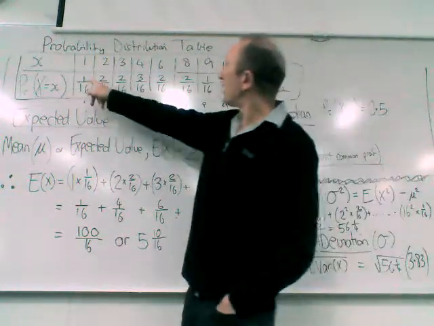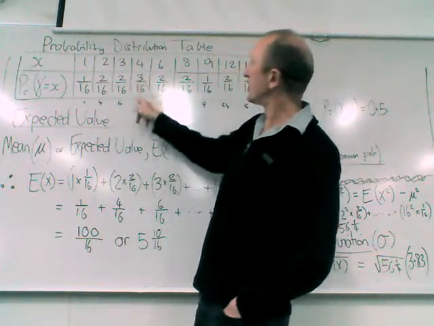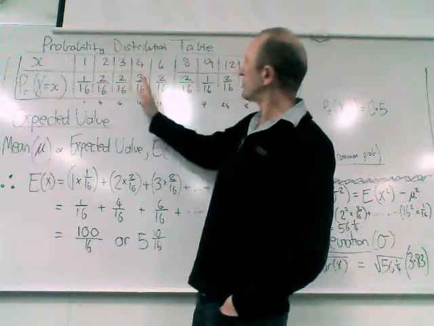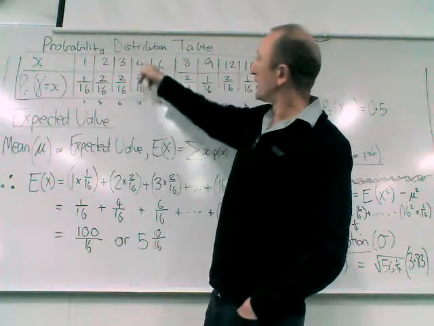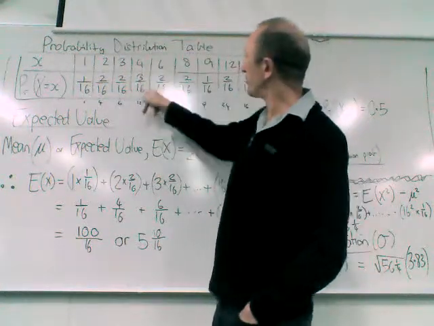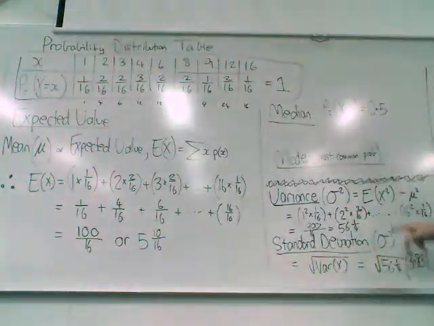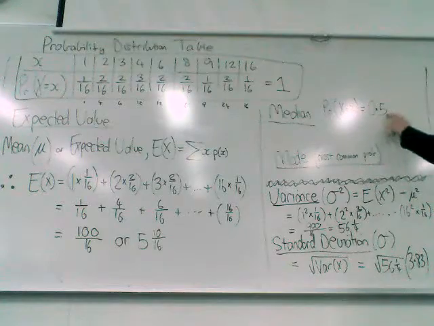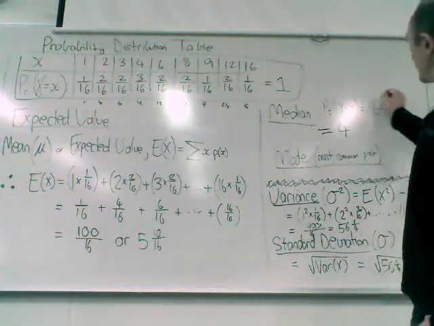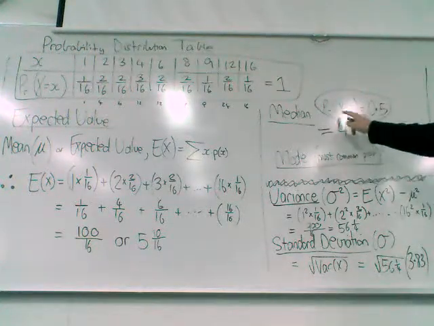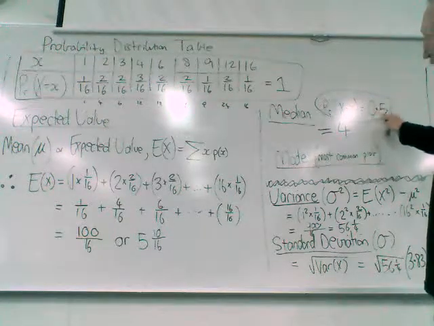So let's count. We've got 1 plus 2 is 3, 5, 8 over 16. 8 over 16 occurs where the product is equal to 4. So our median occurs in this column, which means that our median is 4. So our median would be 4. What this is saying is that the median was calculated by asking what is the probability where the sum is equal to a half.